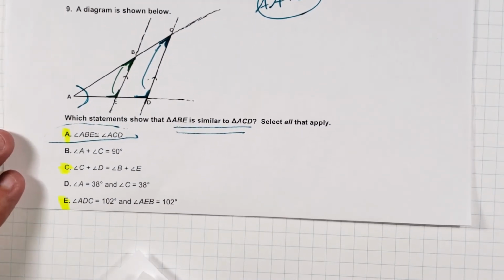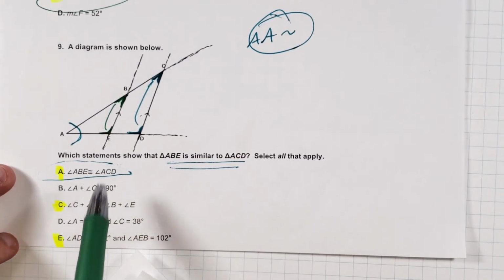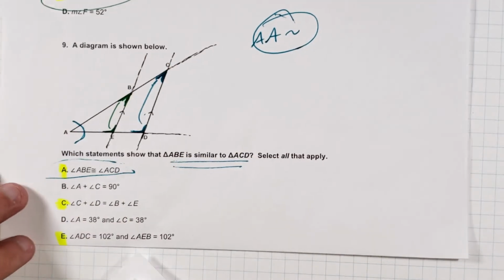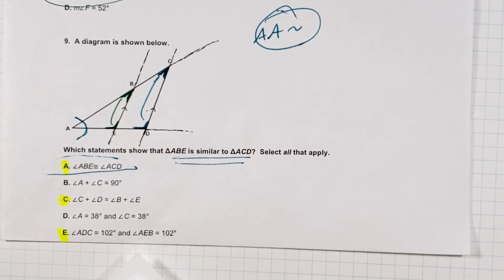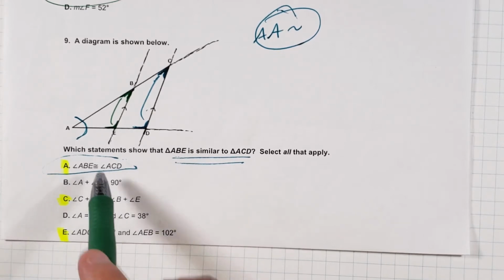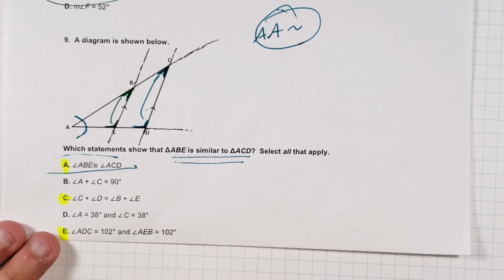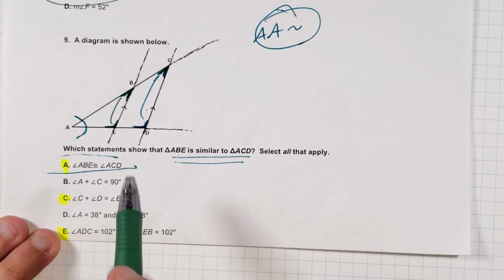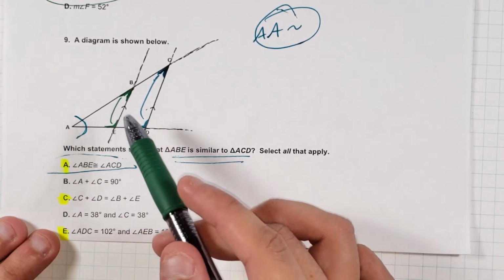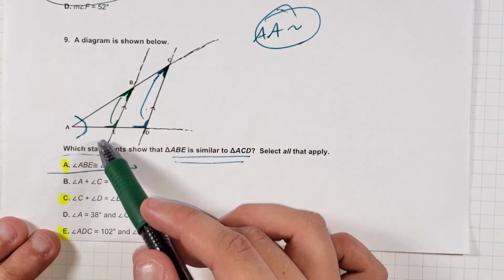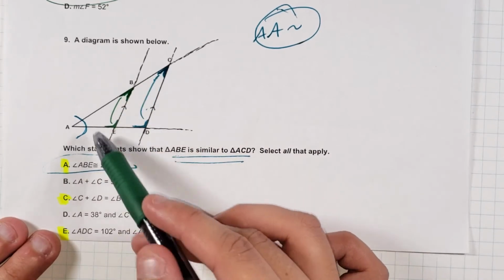All right, guys. So we left off on this problem. It was asking which statements show that triangle ABE is similar to triangle ACD. So I went through these first two, A and C, and this next one, letter D, says angle A and angle C are 38.